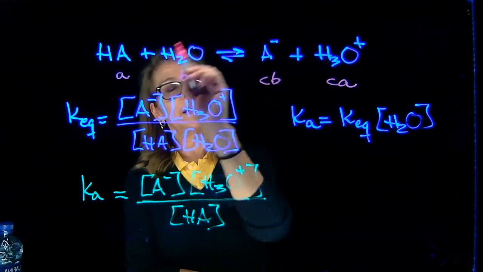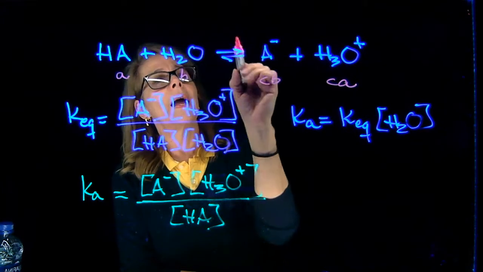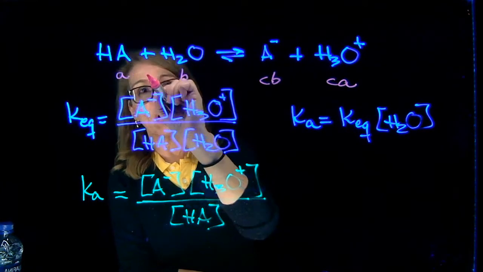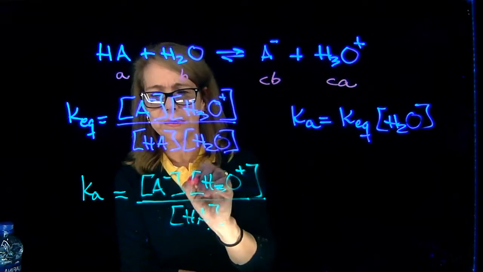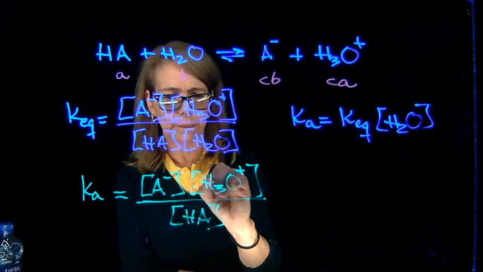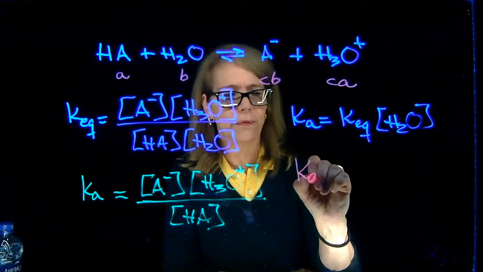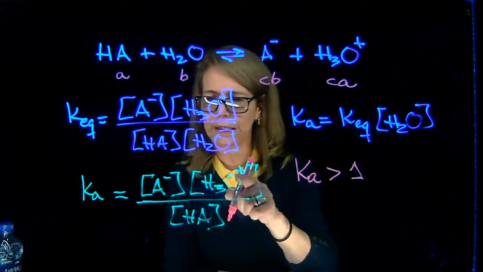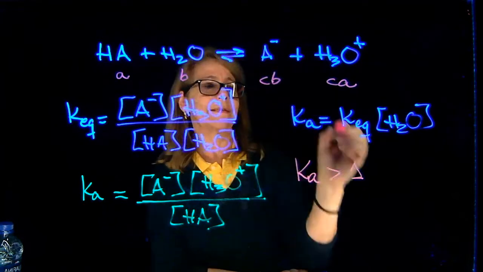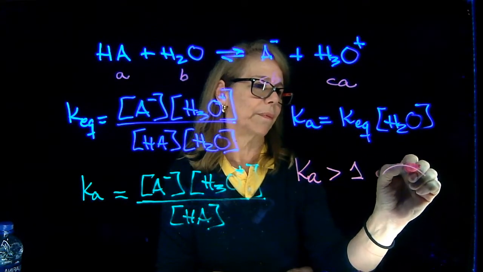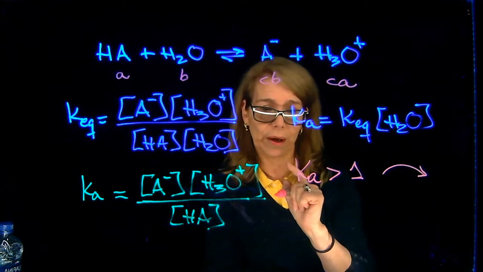If we think of this equilibrium in this equation, if the acid is very strong and it produces a lot of the conjugate base and hydronium, then this is going to be big compared to HA. So in other words, if Ka is greater than 1, meaning the number above is greater than the number below, this is an equilibrium that is product favored. So we will have more of the products than we have the reactants.